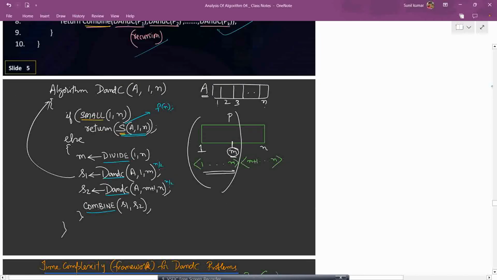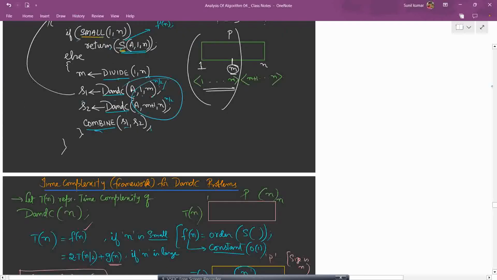So the algorithm DAndC(A, 1, n): if Small(1, n), then return S(A, 1, n). Else, M is the midpoint, dividing 1 to n. S1 is DAndC applied on A[1 to M], which is n by 2, and S2 is DAndC applied on A[M+1 to n]. Then combine S1 and S2 to get the real value.